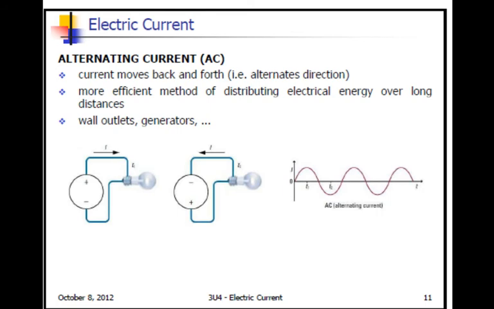It alternates direction. Another thing to note as well, when we're above the x-axis here, we're flowing in one direction. When we're below the x-axis, we're flowing in the opposite direction. So it constantly flows back and forth. At one point, it'll flow this way through the circuit. At another point, it'll flow this way through the circuit.